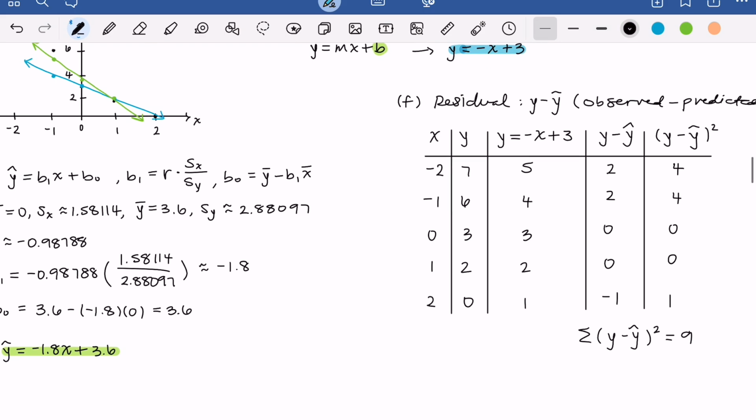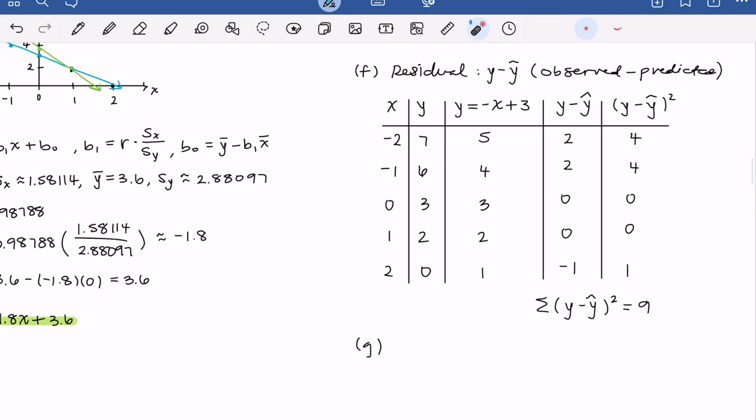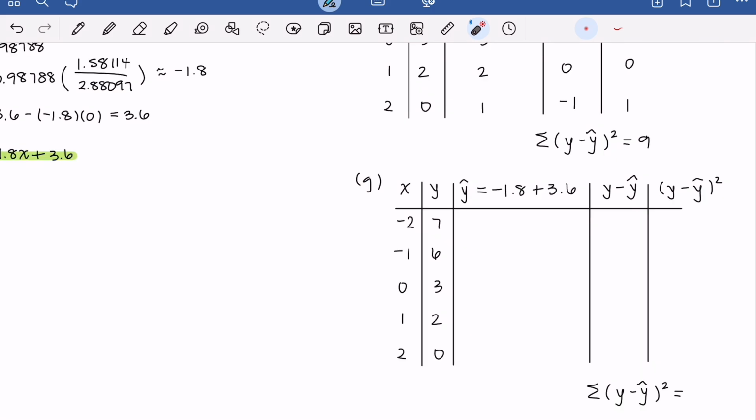Now for part G, we're going to do the same thing, except now we're working with the least squares equation. So again, we have our x and y values, but instead of the previous equation, we're going to use this one. So let's set up our table. We have all of our x and y values here, and we want to see what we get for our least squares regression line. So we're going to plug in a -2 into, sorry, this should be -1.8 times x, that's our equation there, plus 3.6. So we're going to plug -2 into this x value. This gives us 7.2. And then the difference between our observed and our predicted value is 0.2. And squaring that, we get 0.4. Okay, so we're going to repeat this process for the rest of our x values.